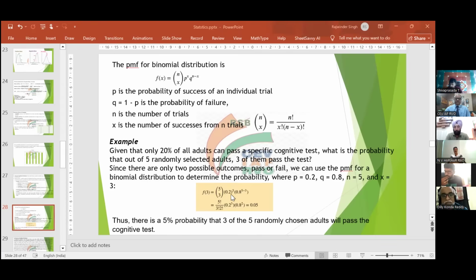So the formula is 5 over 3, p raised to power 3, q raised to power 5 minus 3, that is 0.2 raised to power 3 and 0.8 raised to power 5 minus 3. So n over x is equal to 5 factorial over 3 factorial into 5 minus 3, 2 factorial. You put all the values, it comes out to be 0.05. So there is a 5% probability that 3 out of 5 randomly chosen adults will pass this cognitive test.